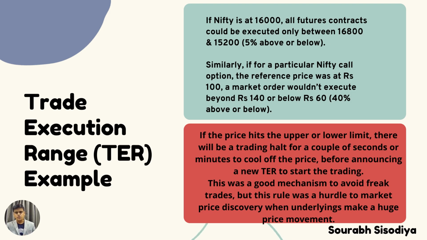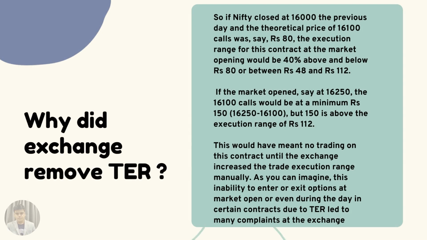Let us take an example of options. Suppose the option is at 100 rupees. For options, the execution range was 40%, which means the trade won't be executed above 140 or below 60. So earlier, if the range was hit, the option used to freeze and trading used to be halted for a certain time. This was a good mechanism to avoid free trades, but due to this trade execution range, there was no price discovery happening, and many traders were complaining about this. So NSE decided to remove this trade execution range.